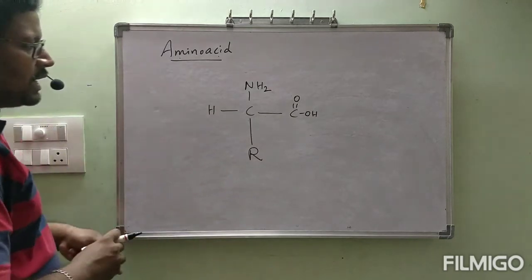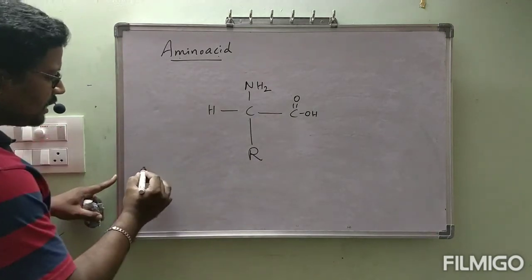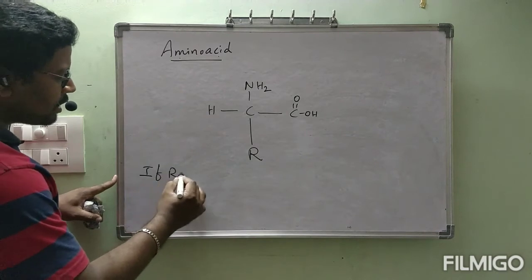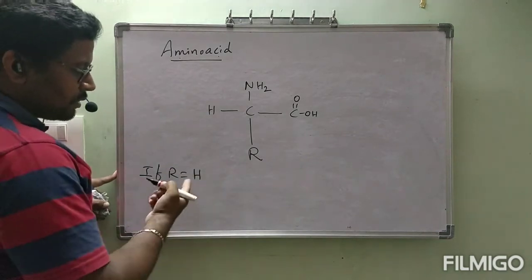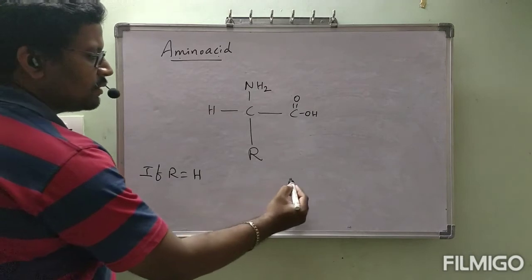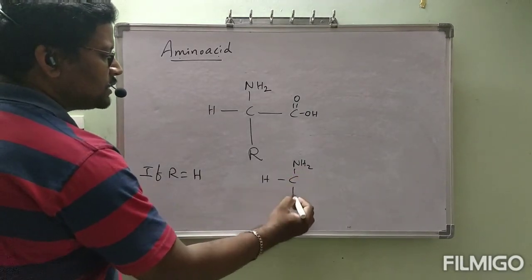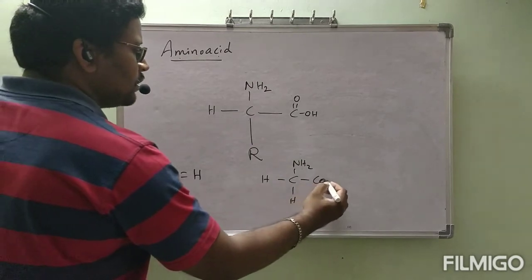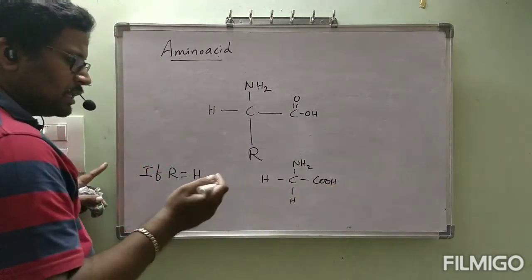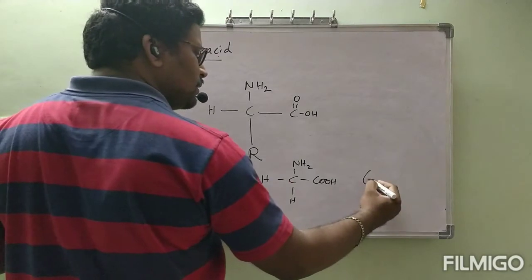Now let us see if R is equal to H. If R is equal to H, then C, NH2, H, H, COOH. This is called glycine.